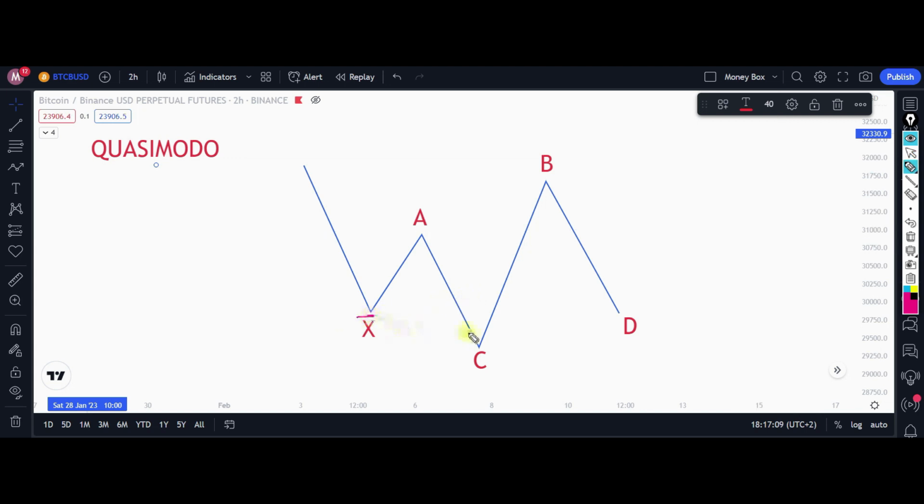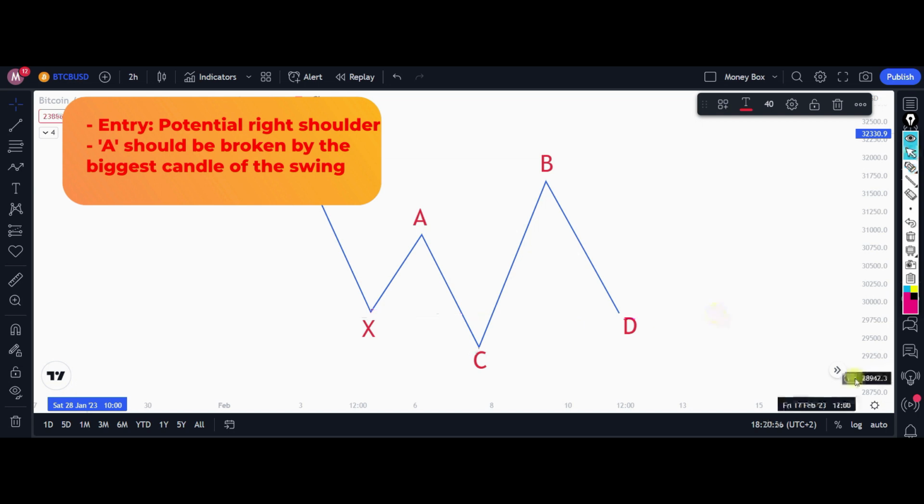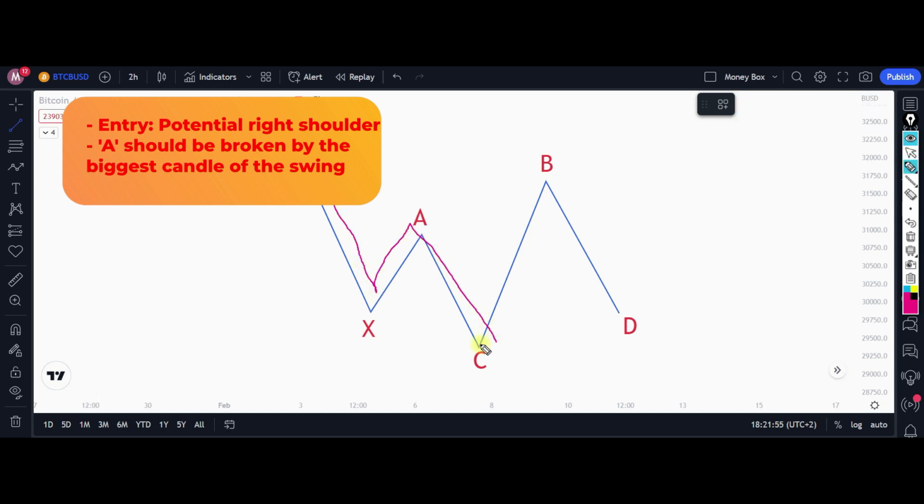This is the left shoulder and this is the head. For the entry point, we use the potential right shoulder. I will explain this on the drawing. The Quasimodo pattern enables an earlier entry, so it has a high risk-reward ratio. As you see here, we have a downtrend, and the movement from C to B breaks this level.